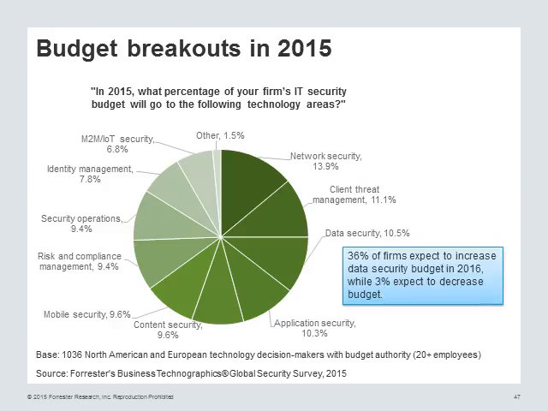And looking at the year ahead and how this is changing, a little over a third of firms that we surveyed expected to increase their data security budget in 2016. Very few actually expect to decrease budget here, and for the most part, the majority are opting to keep their allocation the same. So consider this directional guidance. It's not a hard and fast rule by any means in terms of how you may want to allocate things.